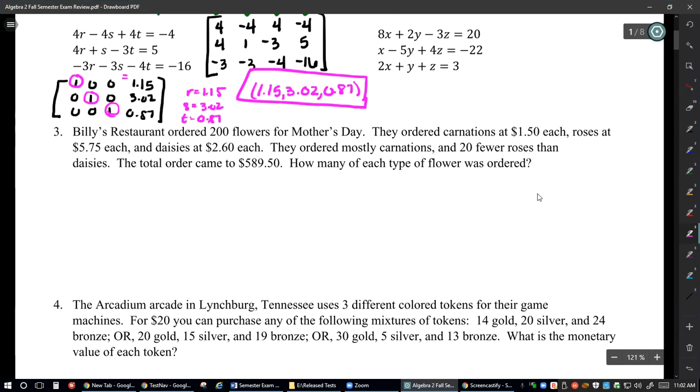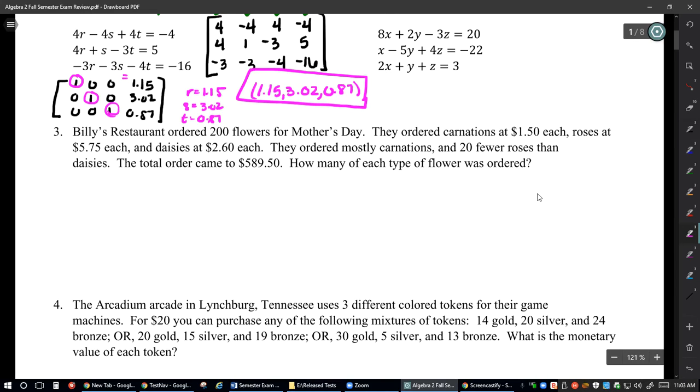3, 4, and 5 are word problems. They're solving systems of equations from a word problem, so you actually have to set up the equation yourself. So for number 3, Billy's Restaurant ordered 200 flowers for Mother's Day. They ordered carnations at $1.50 each, roses at $5.75 each, and daisies at $2.60 each. They ordered mostly carnations and 20 fewer roses than daisies. The total order came to $589.50. How many of each type of flower was ordered?